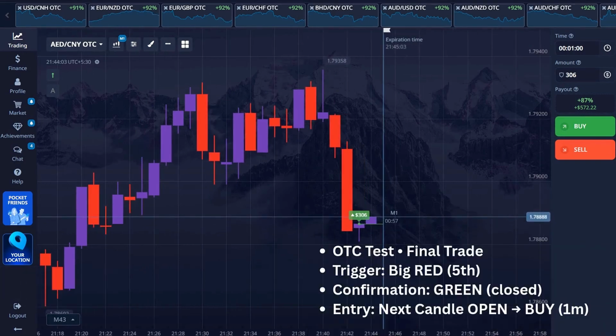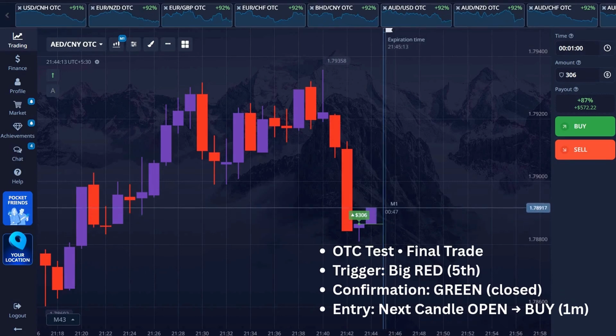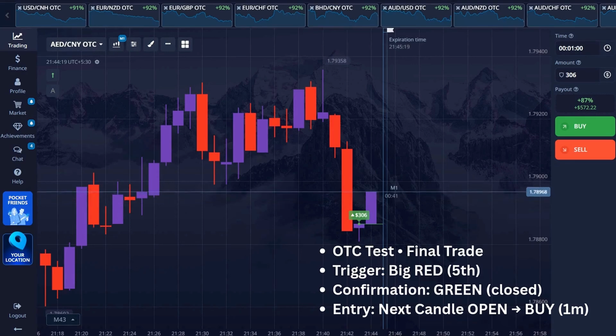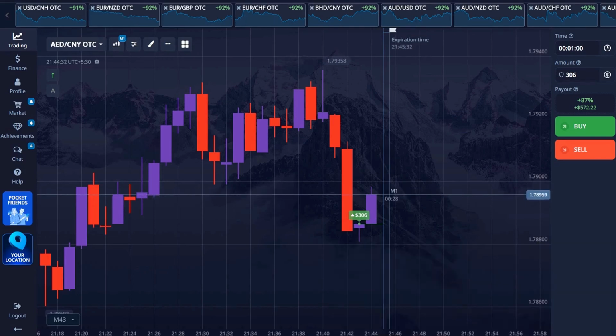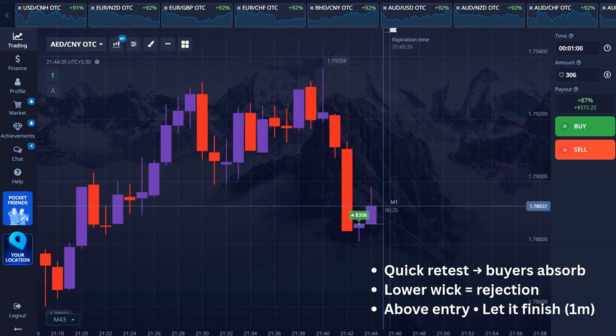Final setup for today, and we're on the OTC market. The fifth candle prints as a large bearish red candle. That's our trigger candle. The very next candle closes green, giving us the confirmation candle. As per the rules, once that green candle closes, I place a buy on the next candle open with a 1-minute expiry. The new candle starts with a small dip into the confirmation zone, totally normal.